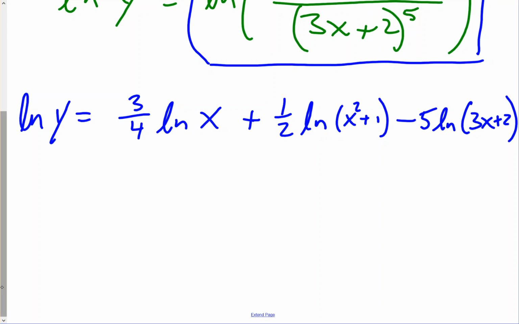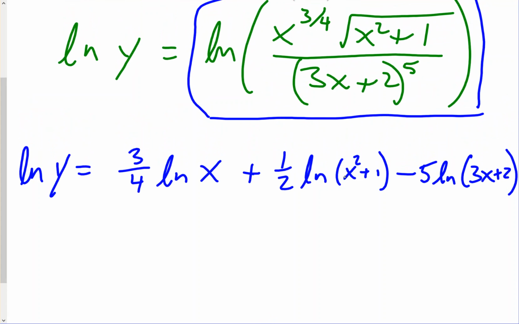Okay, so once you're able to expand it all the way out, now you could take the derivative of this step in all blue that I wrote here. Okay, so we take the derivative of ln y. Now implicitly this would be 1 over y times dy dx. And now take the derivative of each term. Okay, so here we would have 3/4 times the derivative of ln x, which will be 1 over x.